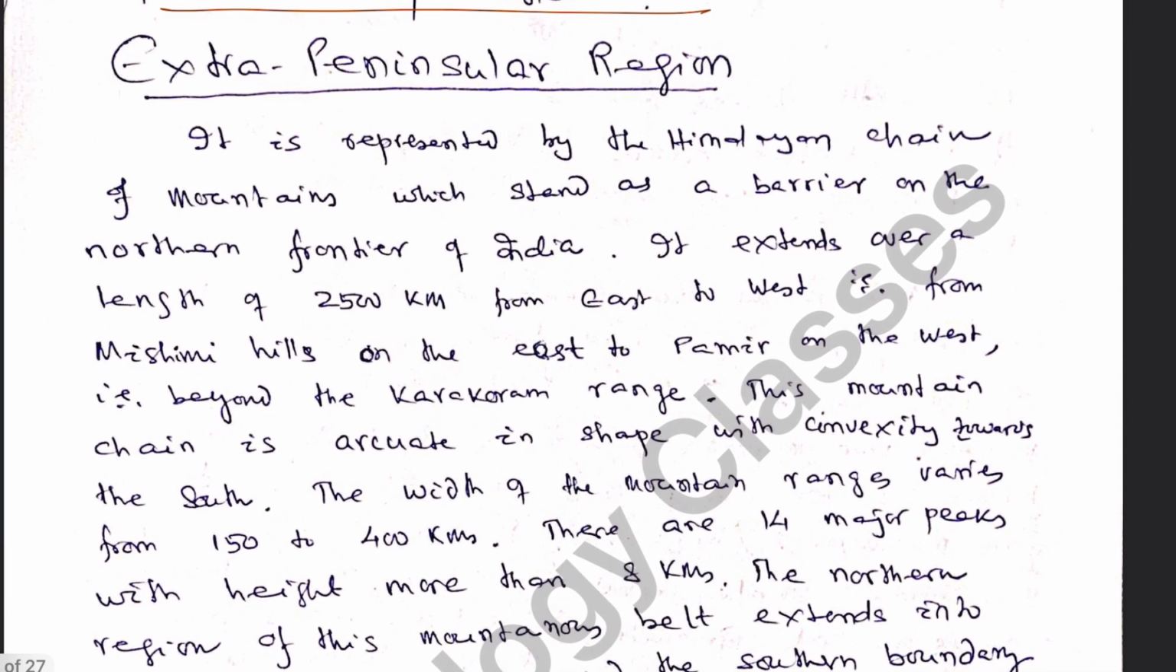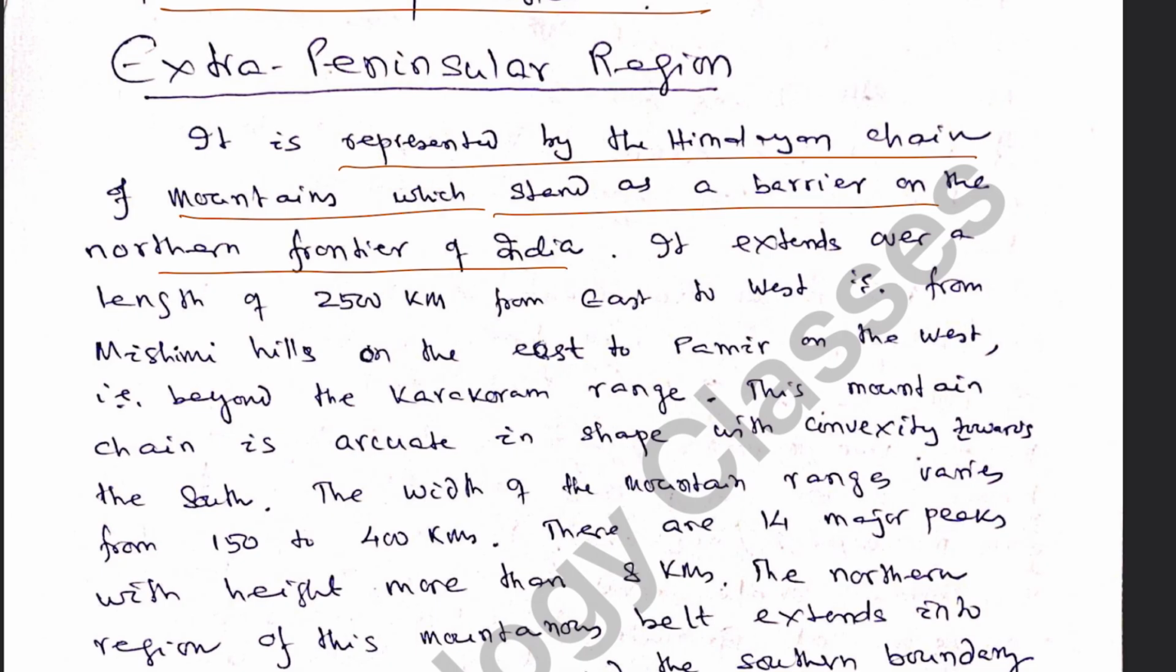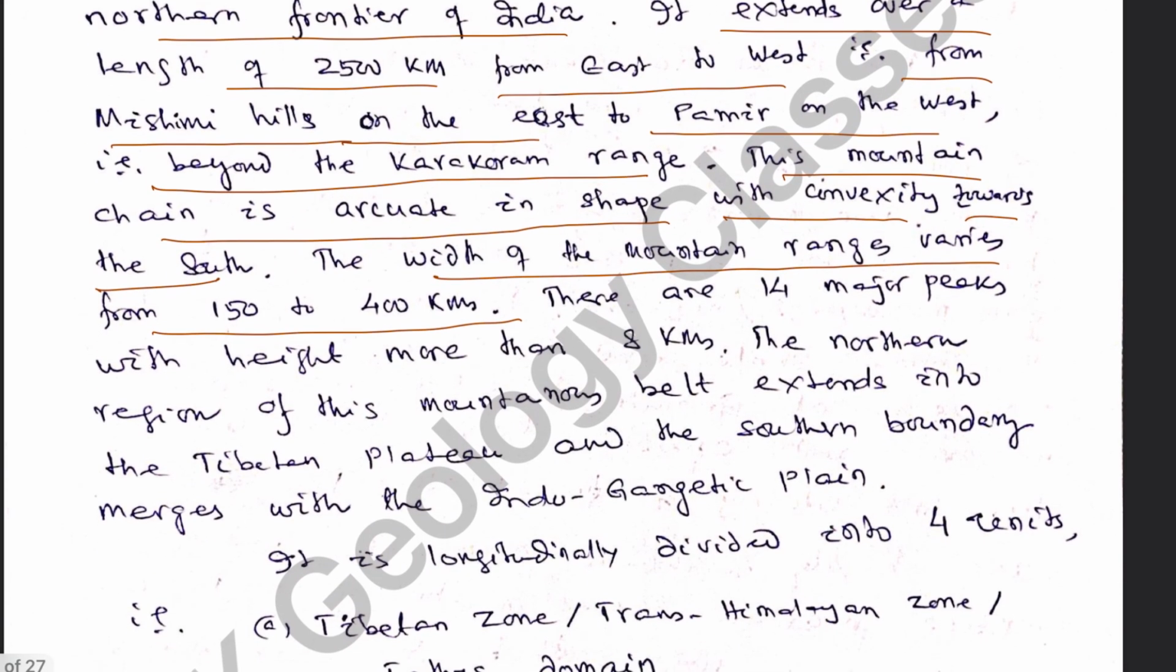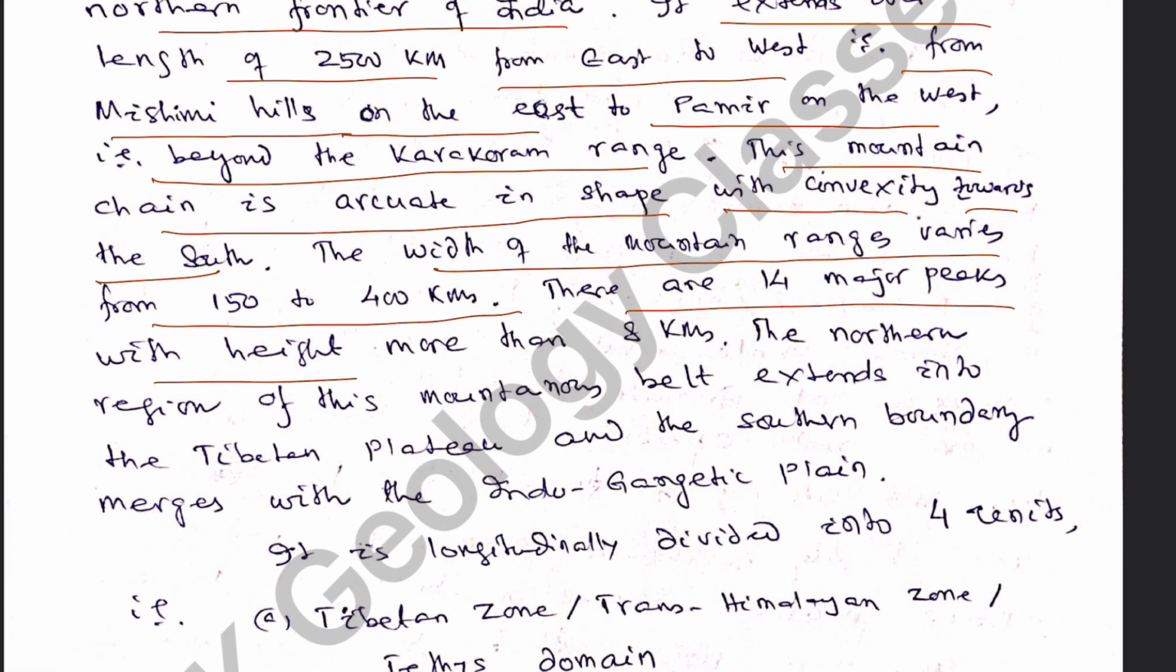Then we will discuss the extrapeninsular region. It is represented by the Himalayan chain of mountains which stand as a barrier on the northern frontier of India. It extends over a length of about 2500 kilometers from east to west, that is from the Mishmi hills on the east to Pamir on the west, beyond the Karakoram range. This mountain chain is arcuate in shape with convexity towards the south. The width of the mountain ranges varies from 150 to 400 kilometers. There are 14 major peaks with height more than 8 kilometers.